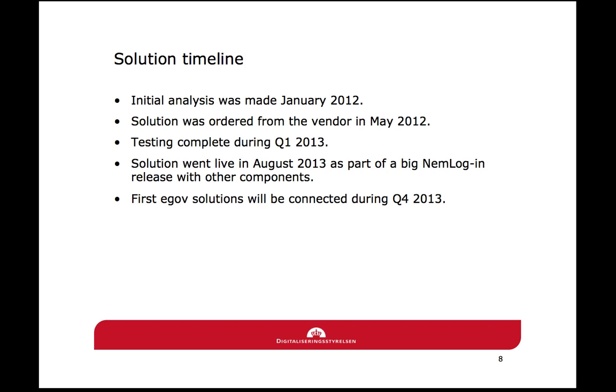So if we skip to slide number 8, it was decided to make an analysis in January last year that I was fortunate enough to do, and the result was a decision to build the system, and it was ordered in May, and it was tested and complete in the first quarter this year, and then it went live in August, as I said. And we are starting to connect eGov solutions to this system from the 4th quarter this year.